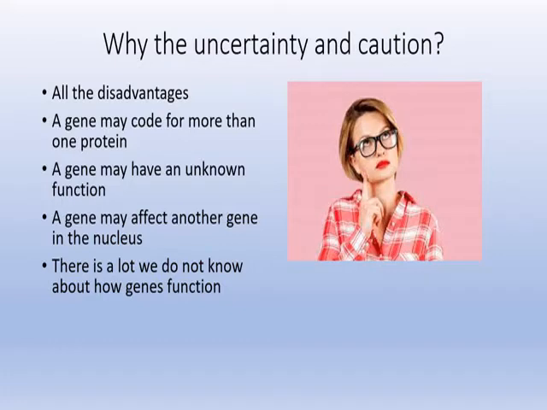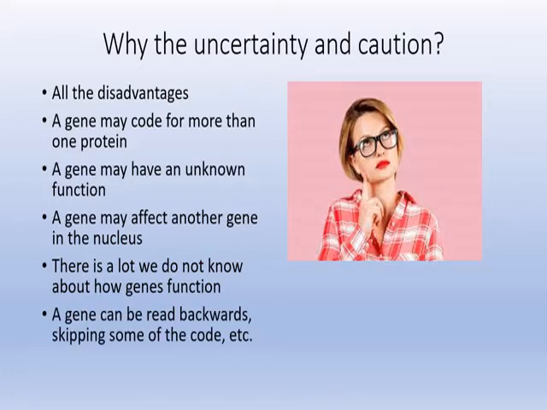A lot of uncertainty. A gene can also be read backwards, even skipping some of the code. It's like reading the top sentence which says why, the uncertainty and caution. It can read why, uncertainty, caution. Or read backwards. It's a bit difficult to read this backwards. But that's what genes do. They can read backwards and forwards, they can skip words, and every time they read it differently, they code for a different protein. We need to make sure about all these different readings or methods that the genes are used for coding.